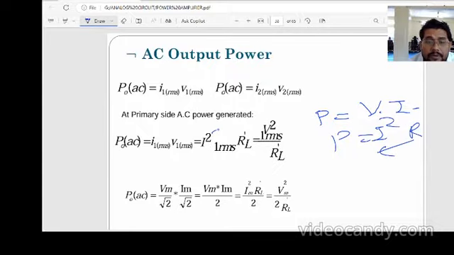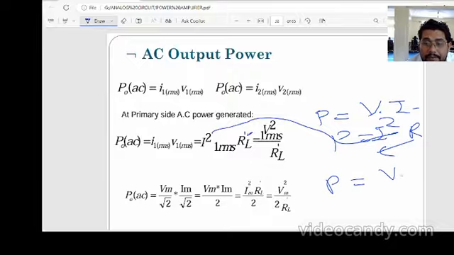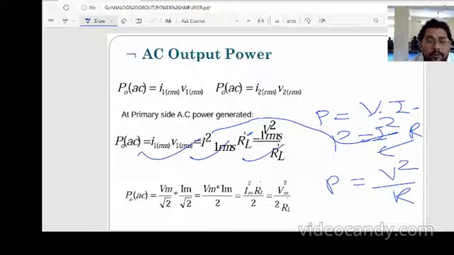This is the current I1 RMS, so we can use I1 RMS, and RL is the load. In another formula, power has three formulas: voltage times current, I square R, and voltage square divided by the load. So this is one formula. We can use RL as the load.